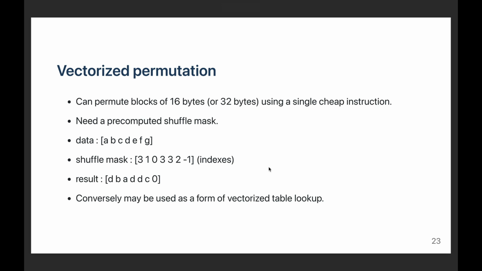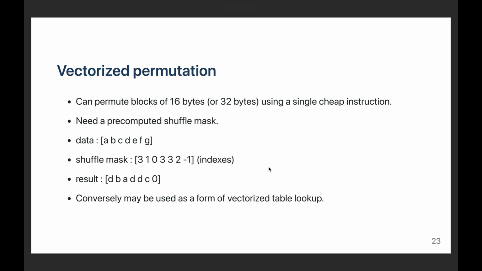Given two input sources, you can use one of the two inputs as a set of indexes pointing at the values in the other source. Thus, you can reorder or reshuffle the values of an array. Another way to think of the same operation is as a vectorized table lookup.